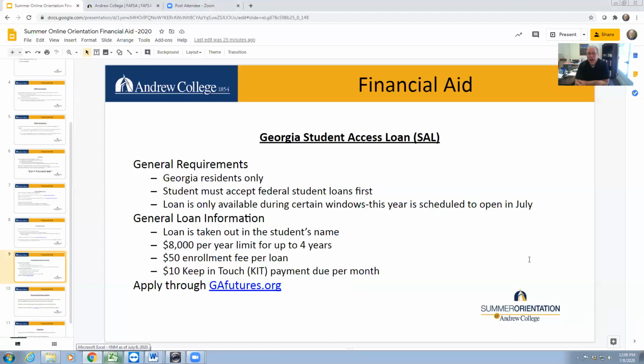There is a $10 monthly keep in touch payment. We call it KIT payment. It's due every month. If a student does not make that payment during the fall, during the spring, they are not eligible to receive that loan money until they are current with their KIT payments. So it's very important that a student pay that $10 a month just to make sure they don't have any problems with their loan when it comes to the spring semester.